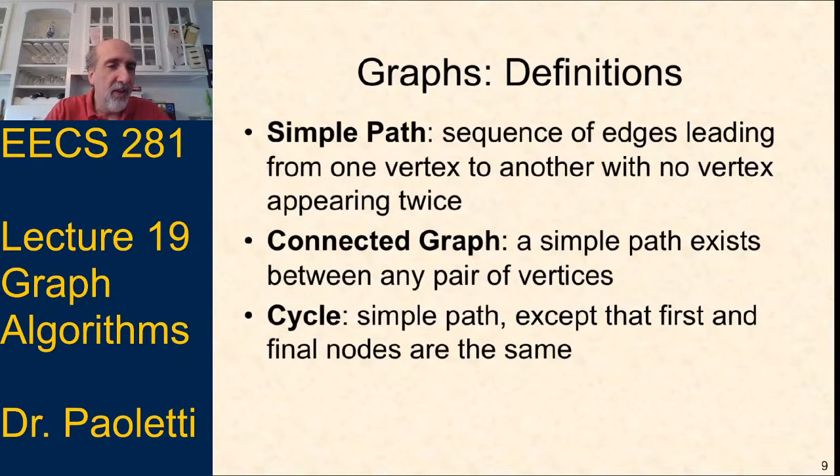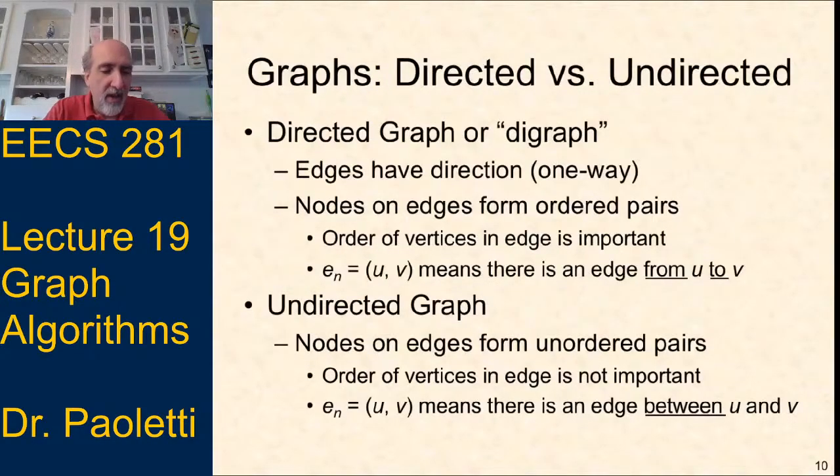So a cycle is this simple path where we repeat the first and last nodes. And we could also have some characteristics of the graph itself, not just what we're doing with it. We could have a directed graph, also referred to as a digraph, where edges have one direction. And so we could have an ordered pair. UV means there is an edge from U to V.